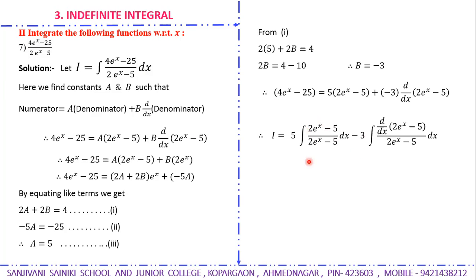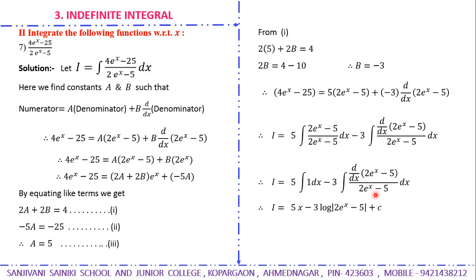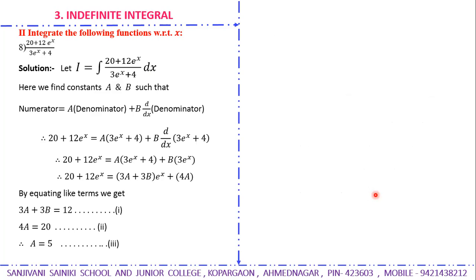Here these two terms will cancel each other and you will get 1 dx. And here it is in the form of f dash of x upon f of x. You can use substitution: 2 e raised to x minus 5 is equal to t, or the formula: integration of f dash of x upon f of x is equal to log of f of x plus c. So 5x minus 3 times log of (2 e raised to x minus 5) plus c is the integral of the given function.